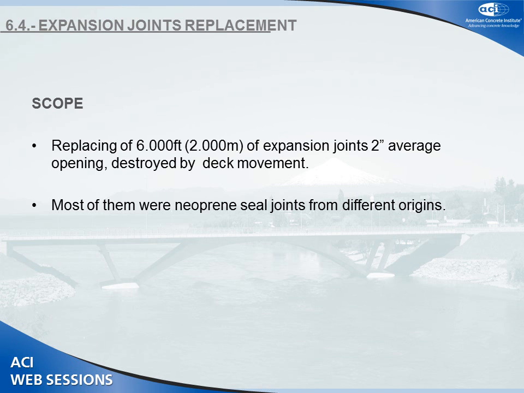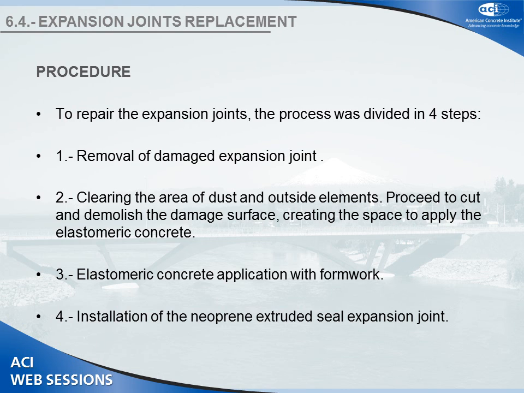Finally, we made a lot of expansion joint replacements in many of the bridges that suffered horizontal or transversal displacement and the failures of their expansion joints. So we had to replace them. The process was very simple: removal of the damaged expansion joint, clearing the area of dust and outside elements, then cutting and demolishing the damaged surface, creating the space to apply the elastomeric concrete. I'm going to show some slides explaining that.